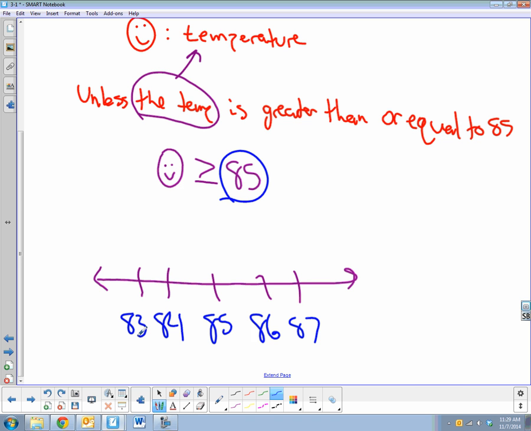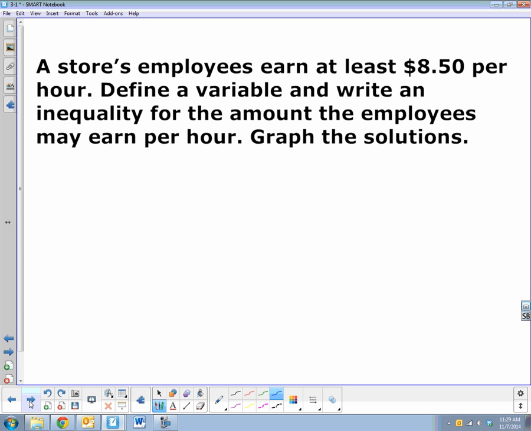Okay, smiley face is greater than or equal to 85. So 86 would be okay. 87 would be okay. And 85 exactly would be okay. I've defined a variable, smiley face, temperature. I've written an inequality, smiley face is greater than or equal to 85, and I've graphed it. Okay, we did it. Try another one. I'll spend a little less time explaining it though.